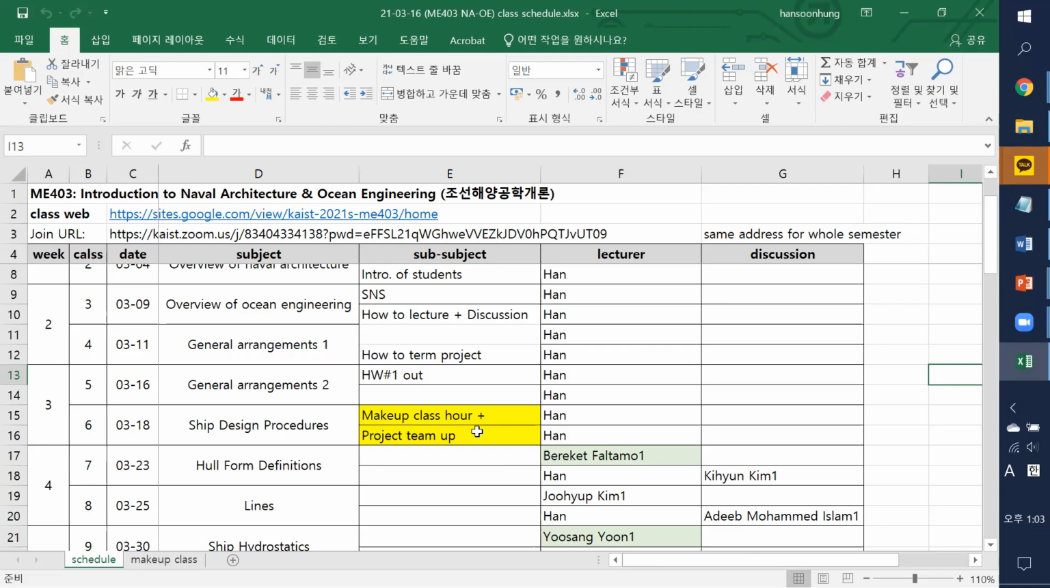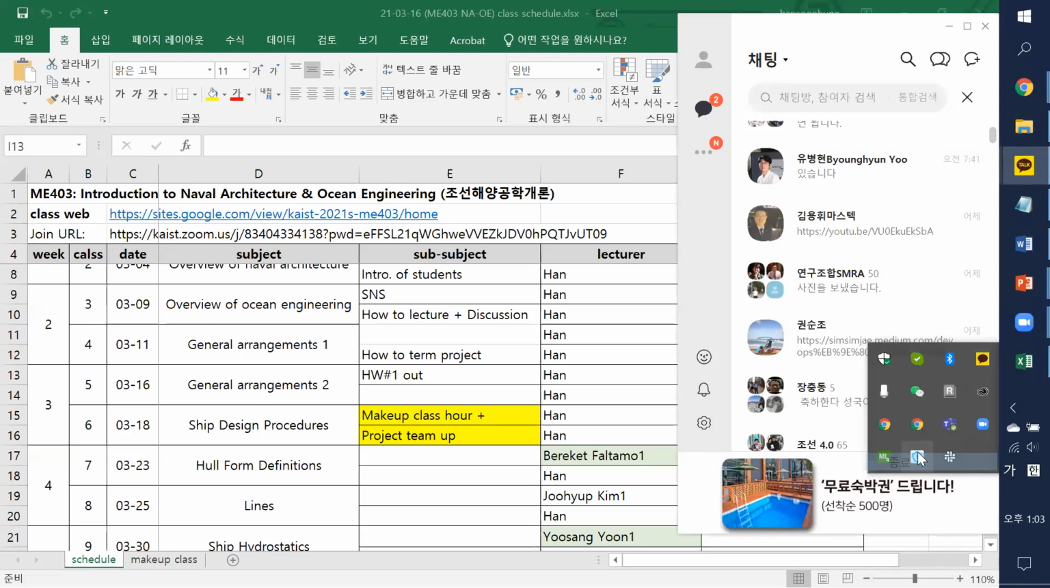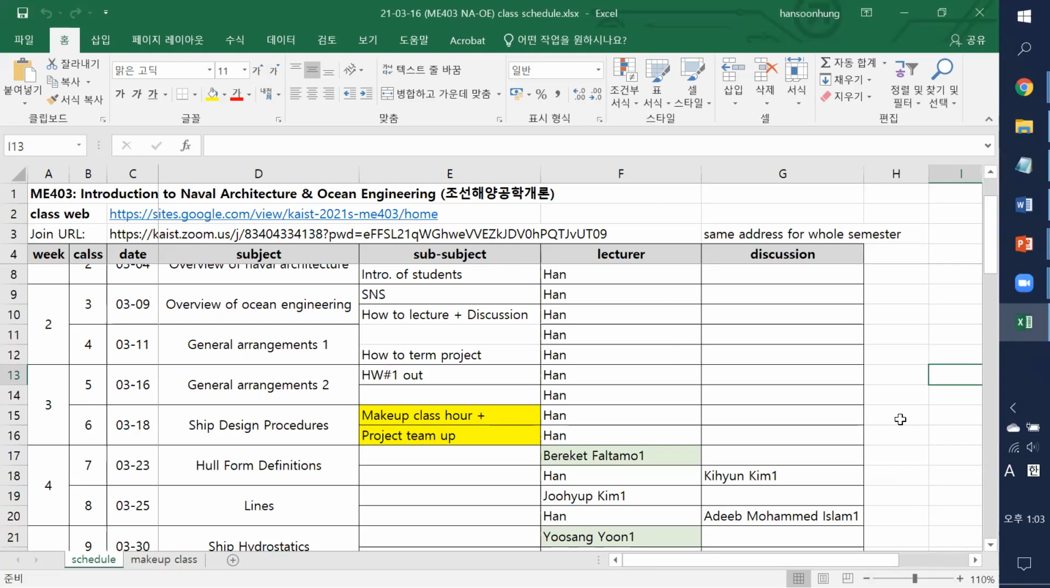And for the project team, as I told you before, we will have 2 teams, 3 members per team. The only requirement is heterogeneity. That is also led by the TA during the break.